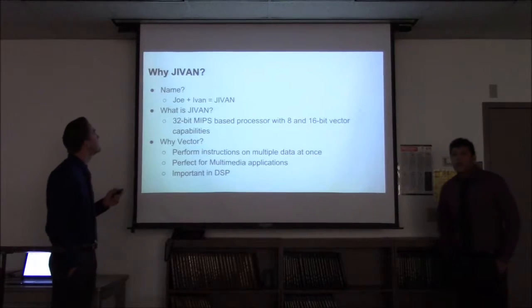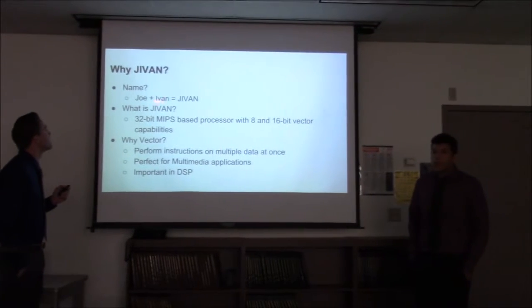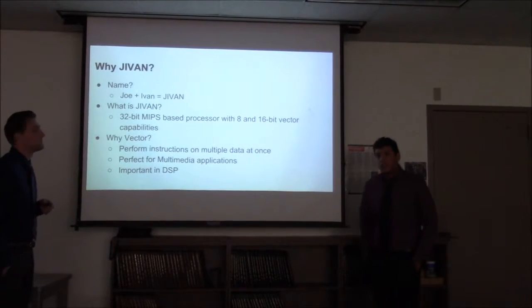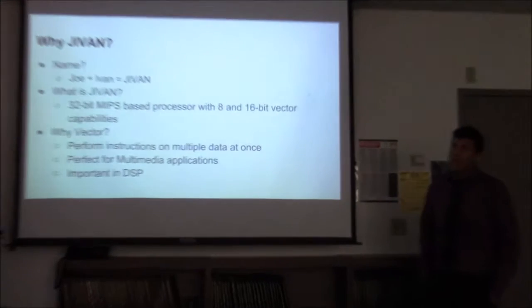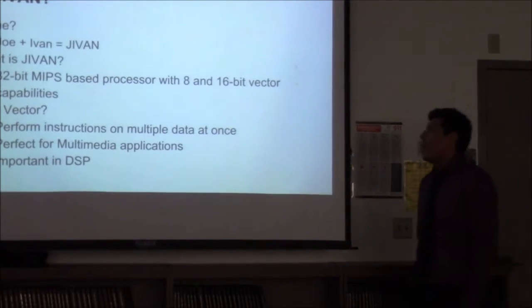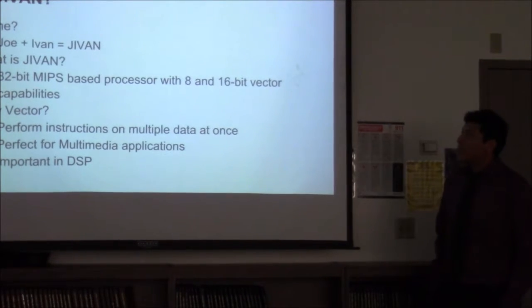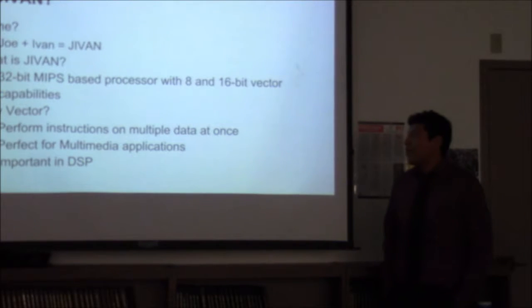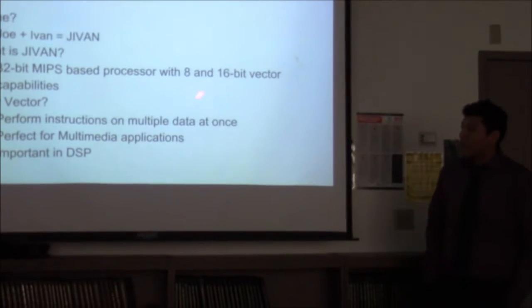Why Jivin? We wanted to incorporate both of our names into our processor, so we took the first letter of Joe's name and put it in front of my name, and that's how we got Jivin. And it's a 32-bit MIPS processor based with 8 and 16-bit vector capabilities.